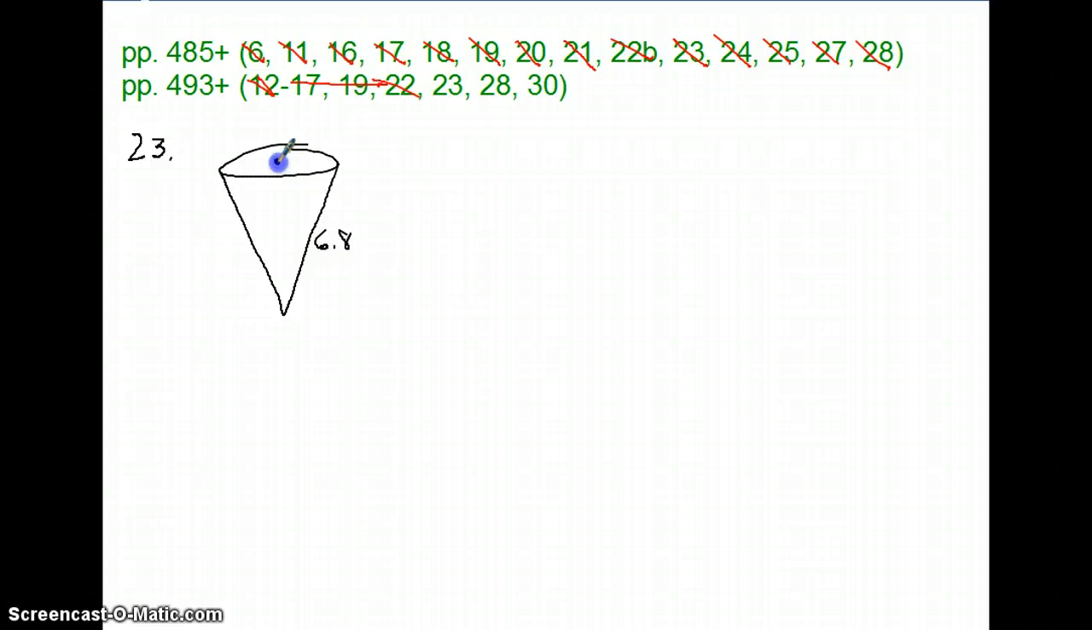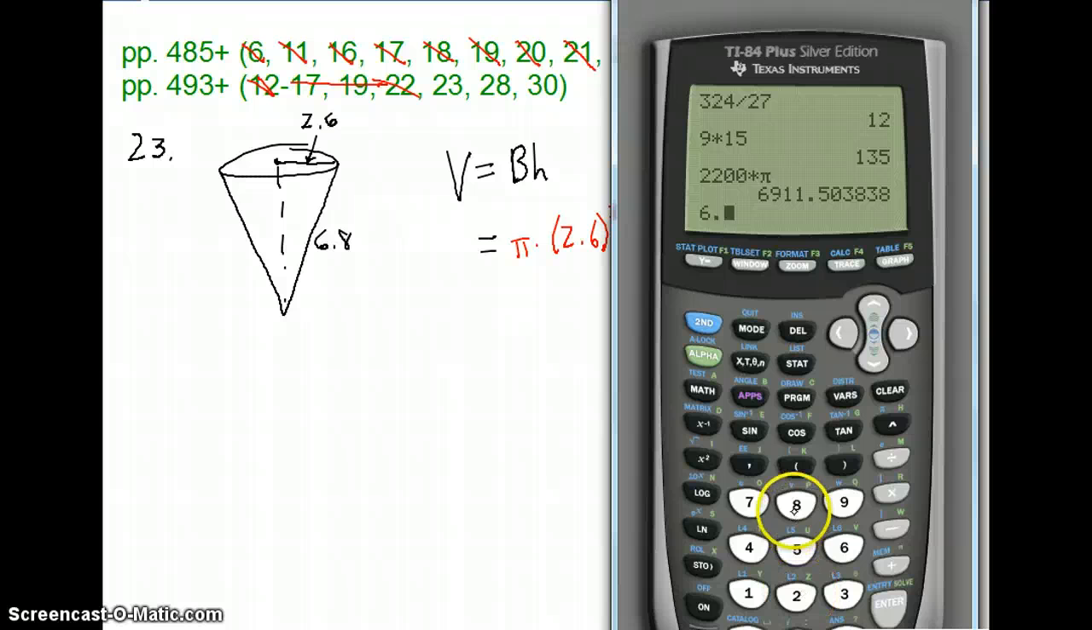Alright, I'm supposed to convert this volume into a time here. I'm going to go ahead and mark this as radius, because that's what I care about more. And then we'll have to find the height, because I do need to know the volume of this. It's the area of the base times the height. Area of the base here is pi r squared times the height, and I don't know the height, but I have a Pythagorean thing going on here to find it. 6.8 squared is the hypotenuse minus 2.6 squared.